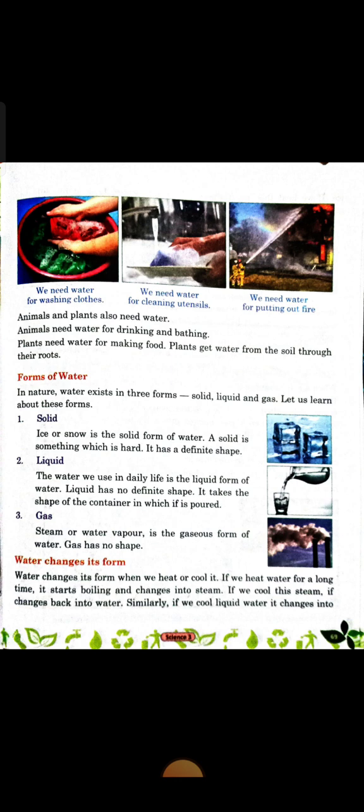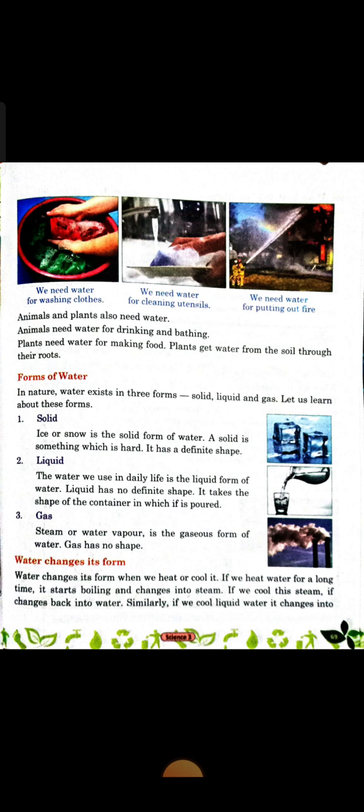Animals or plants also need water because they are also living beings like human beings. Each and every living being on this earth needs water to stay alive. Animals need water for drinking and bathing. Plants need water for making food. Plants get water from the soil through their roots.